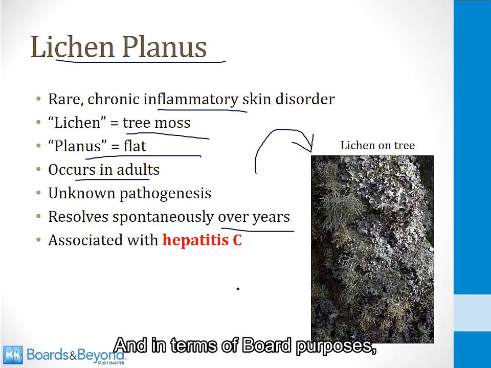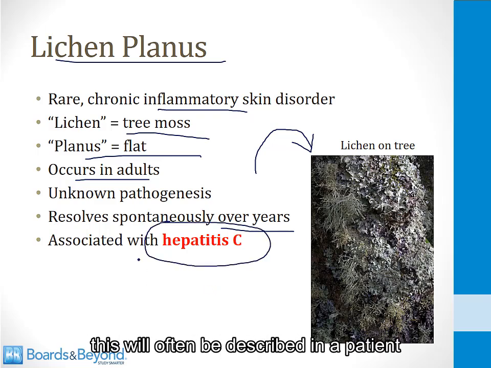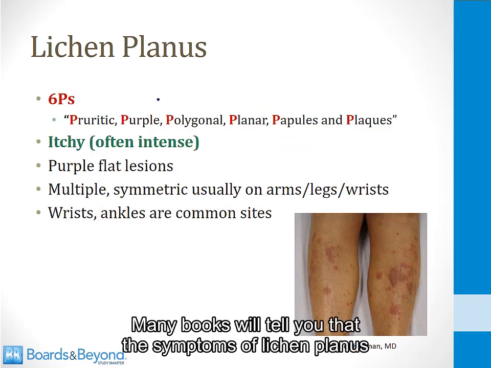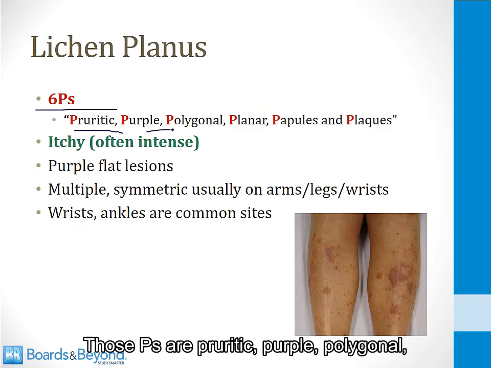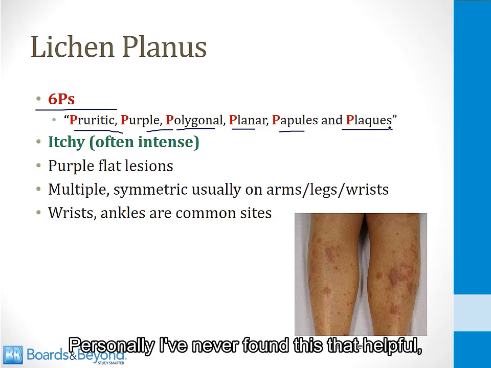And in terms of board purposes, you should know that this is classically associated with hepatitis C. This will often be described in a patient who has chronic hepatitis C infection. Many books will tell you that the symptoms of lichen planus can be remembered by the 6 Ps. Those Ps are pruritic, purple, polygonal, planar, papules, and plaques. Personally, I've never found this that helpful.